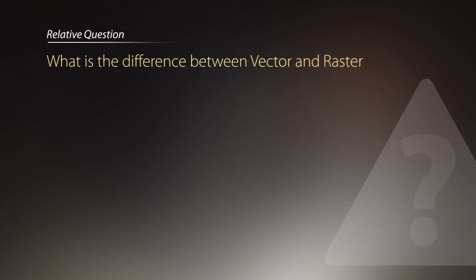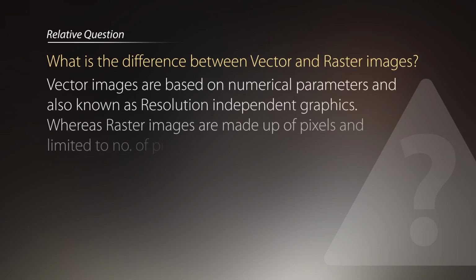So now let's talk about the relative questions. The question is, what is the difference between vector and raster images? Vector images are based on numerical parameters and also known as resolution independent graphics, whereas raster images are made up of pixels and limited to number of pixels.